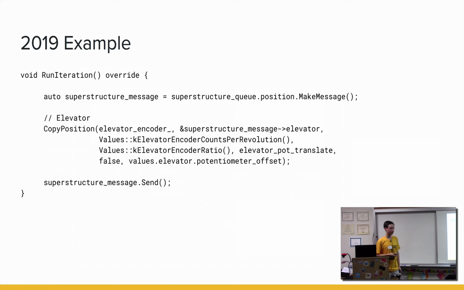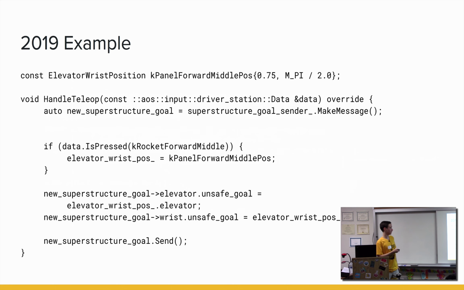Next we have a sample from joystick reader. Here we have a constant with a position defined. That would set the position for the elevator at 0.75 meters and the wrist to be facing forward. Then we have another method here called handle teleop, and we can assume that's called every iteration as well. It's giving us a class with all of the joystick reader driver station data. Then we just create a new goal with superstructure goal make message, and we can check that data to see what buttons are actually pressed.